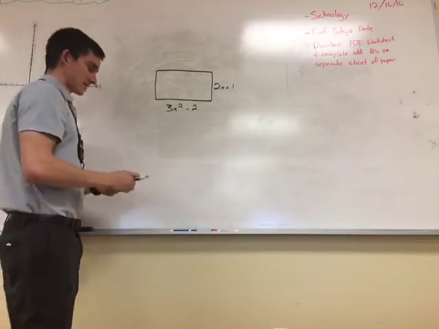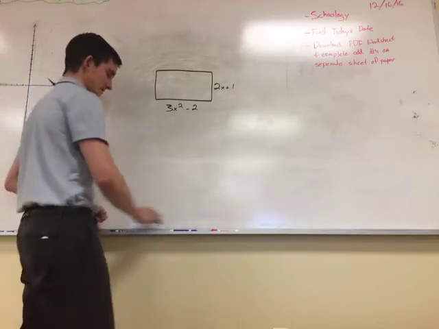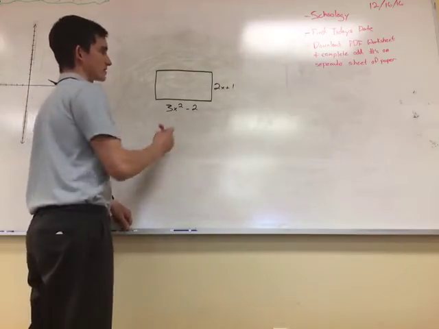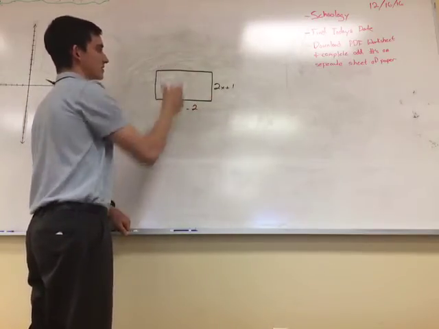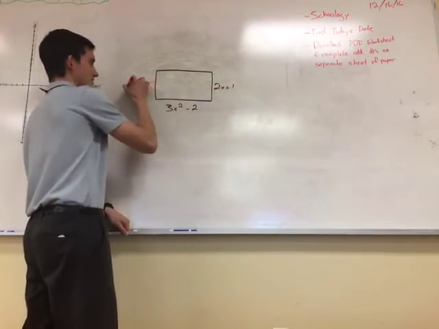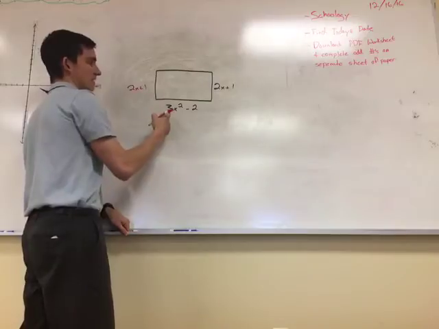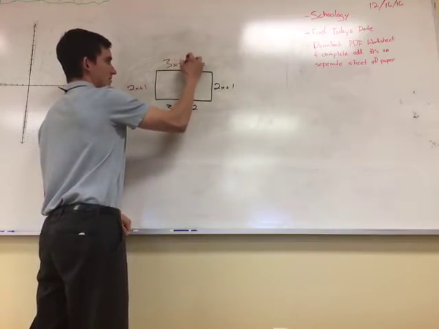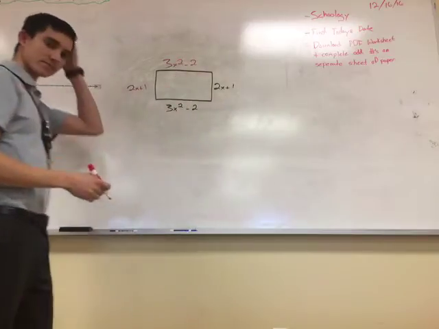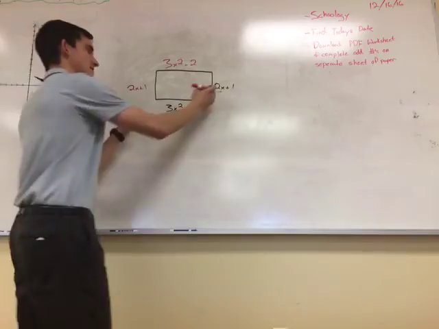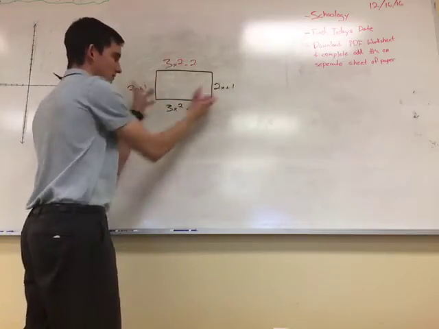So when they give you this, they might ask, what is the perimeter? What's the distance around this thing? Well, realize that if this side is 2x plus 1, then this side also is 2x plus 1. And if this side is 3x squared minus 2, then this side also is 3x squared minus 2, if this is a rectangle. They might say find the perimeter of this rectangle. So the distance around is just adding all of these up together.